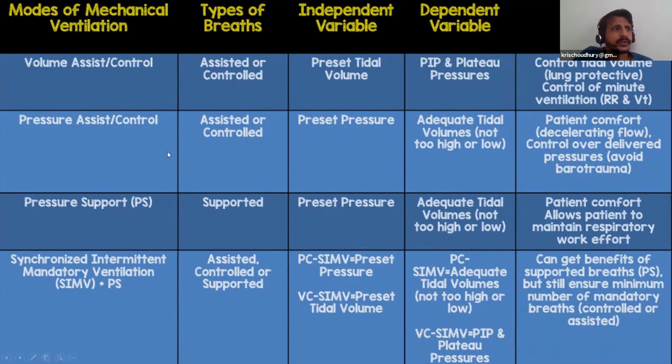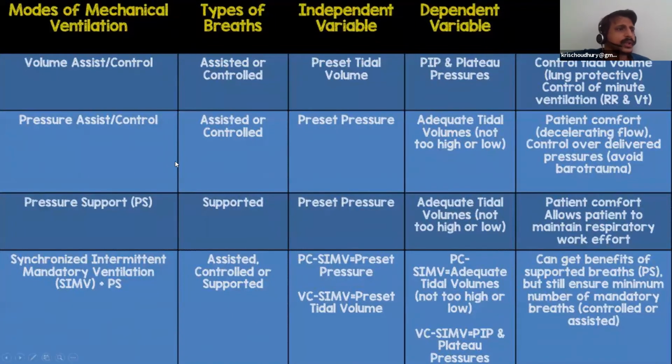The second mode here is called the pressure assist control mode. This is basically the inverse of the volume assist control mode. Here you control only the pressure, and volumes are not controlled. As soon as the lung reaches some amount of pressure, the ventilator switches to an exhalation mode and lets the patient exhale the air.